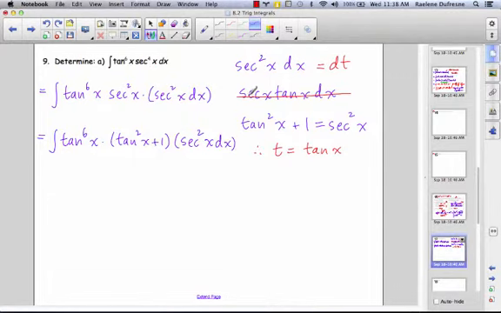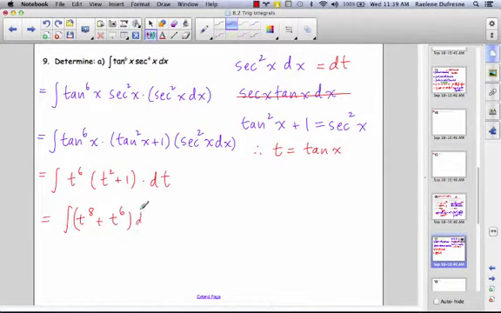And we're ready to use our substitution to get t to the exponent 6 times t squared plus 1 times dt. And the integration is quite straightforward from here after we do some expansion for the algebra. We end up getting 1/9 t to the 9, but you can directly back substitute in terms of tangent, plus 1/7 t to the 7, but t is tangent. And for an indefinite integral, don't forget plus c.